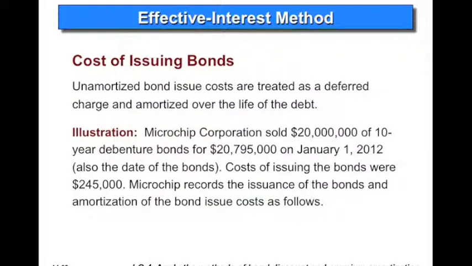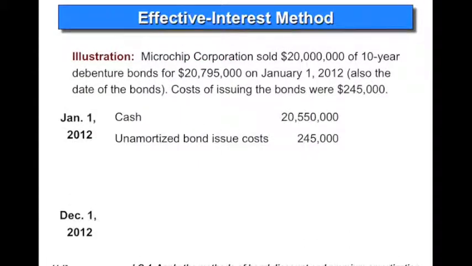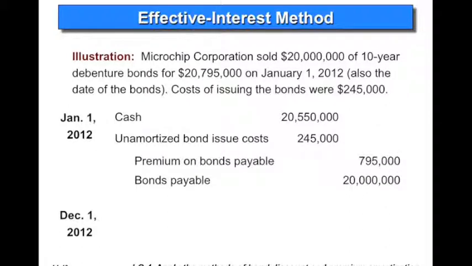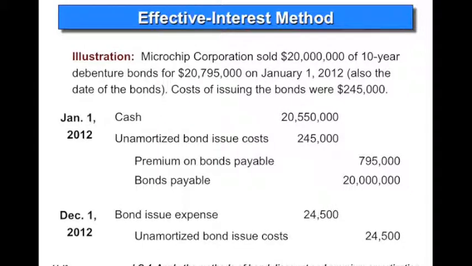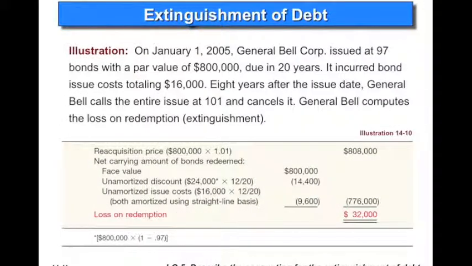Now, we also have a cost of issuing bonds, and those are treated as deferred charges and are amortized over the life of the debt. So if we have a bond issue cost of $245,000, and we include it as part of the unamortized bond issue cost, it is a bond issue expense. Okay?